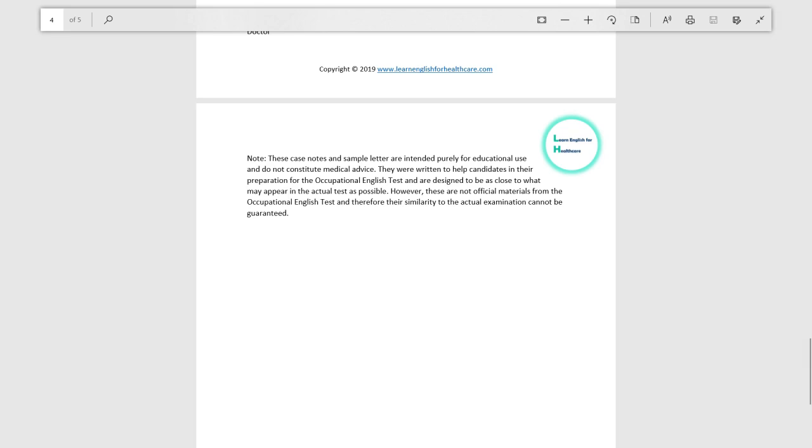I will just leave you with my disclaimer that I have produced these materials myself. I am not an OET examiner, and I can't guarantee that they will be similar to what you'll have in the exam. I have, however, tried to make them as similar as possible to the examples placed on the official OET website. And it goes without saying that, of course, both the patient and the doctor in this scenario are entirely fictional, and this is designed for educational use only.